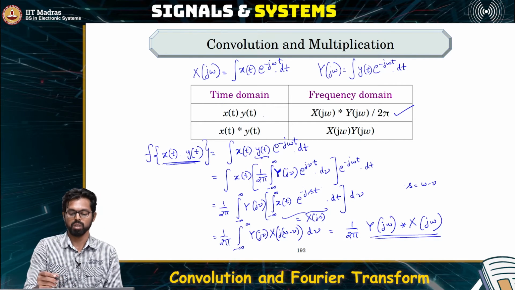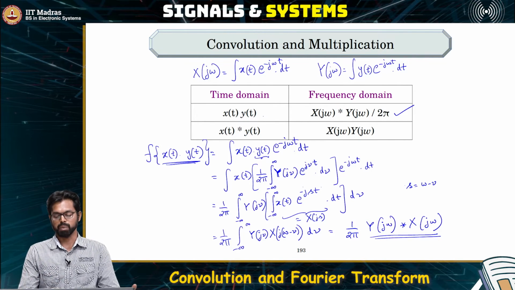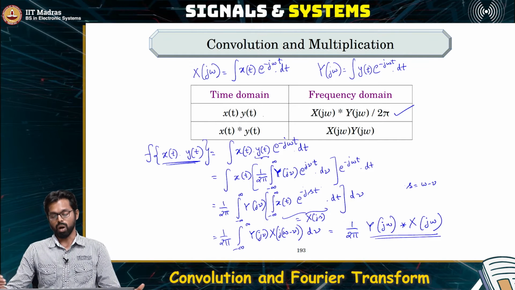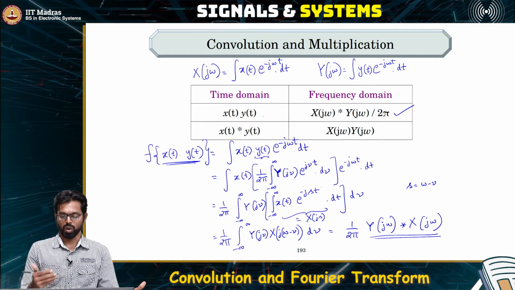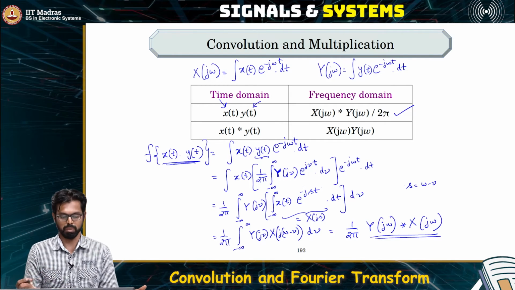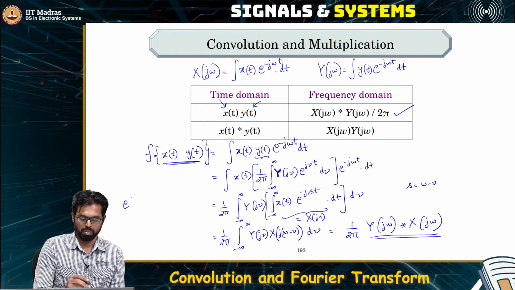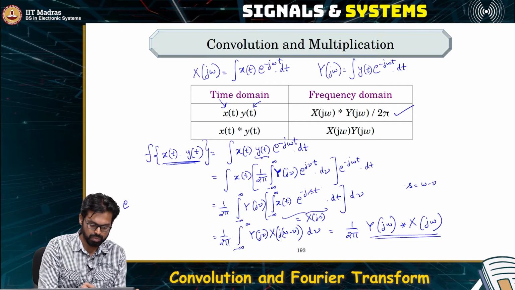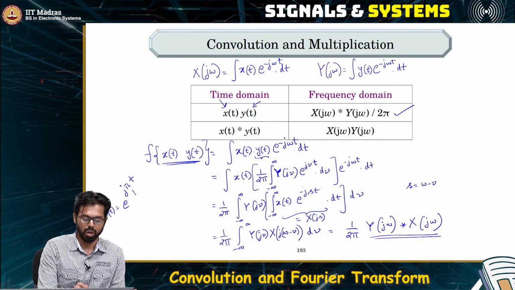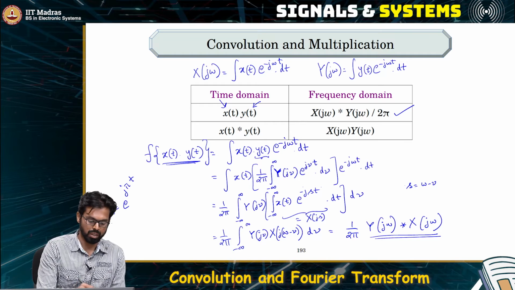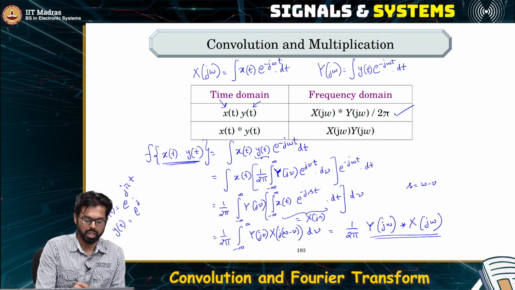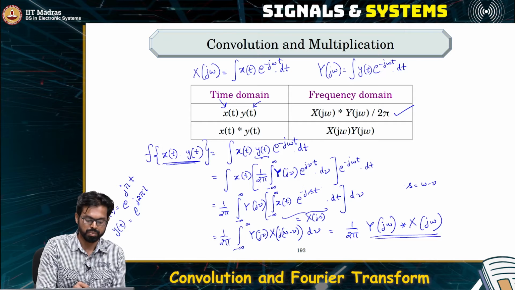So if you take two signals in the time domain and multiply, it is possible that you can get at the output frequency components that are not individually present in any of those. For example, let us say x of t is e power j pi t. It has a frequency component which is pi radians per second. And let's take y of t. It has a frequency component, let us say e power j 2 pi t.